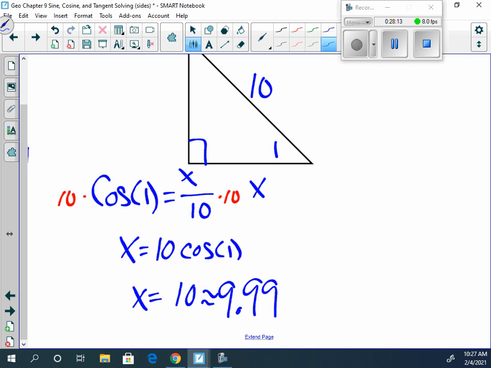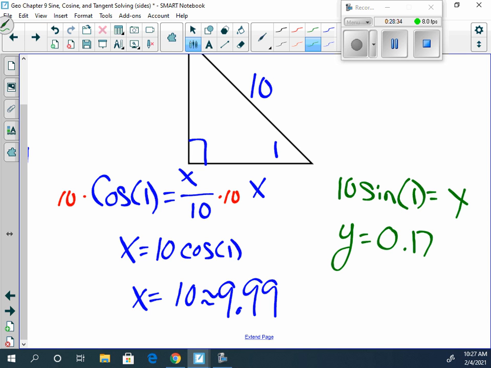Which means this side length, this side over here, if we were to find it, the way we could find it would be using 10 sine of 1 degree. And what would 10 sine of 1 degree be? That other side length's really tiny. The other side is massively big. So I just kind of wanted to show you that one.